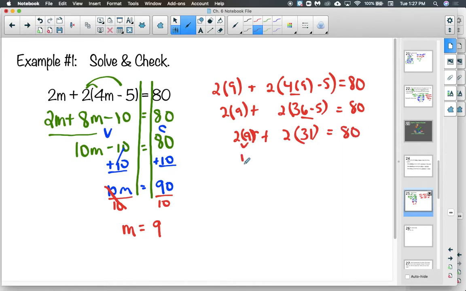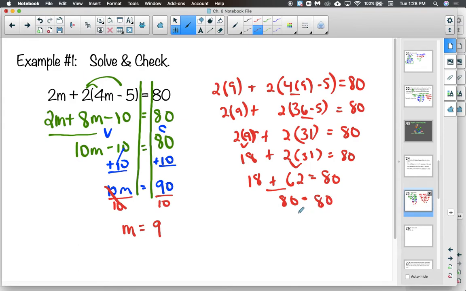And 2 times 9 is 18. 2 times 31 is 62. Oh my goodness, what a check this one is, right? 18 plus 62 is 80. So your checks, the longer the problem, the longer the check will be. Correct answer is m equals 9. And there's our big, long check to check our solution.